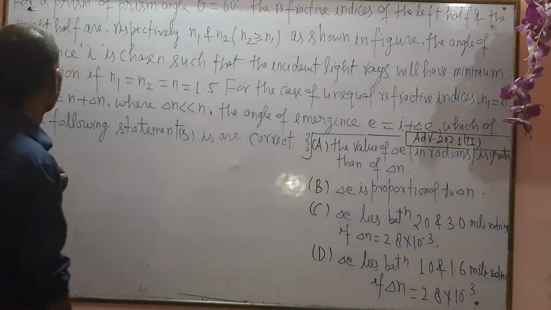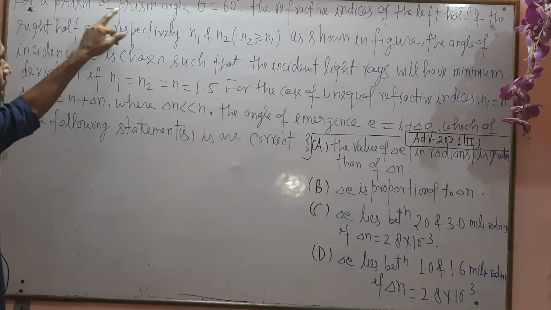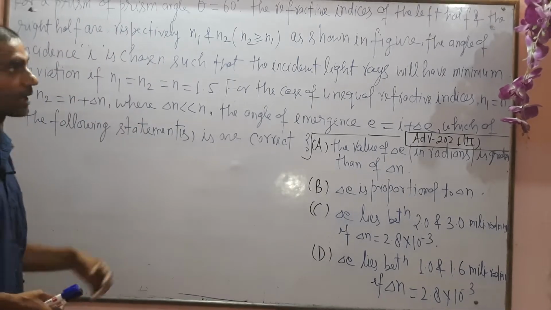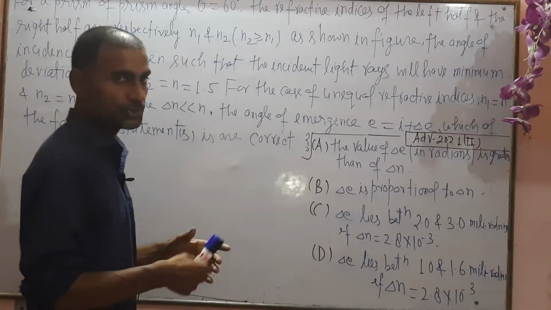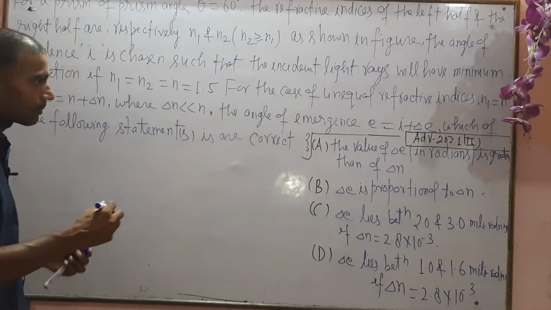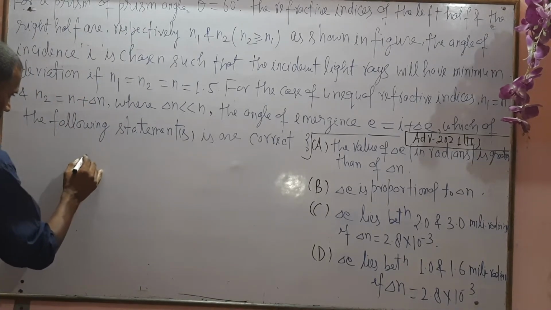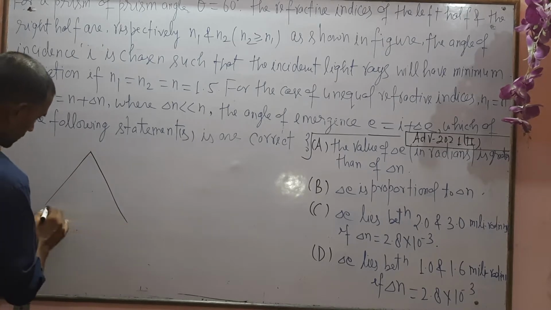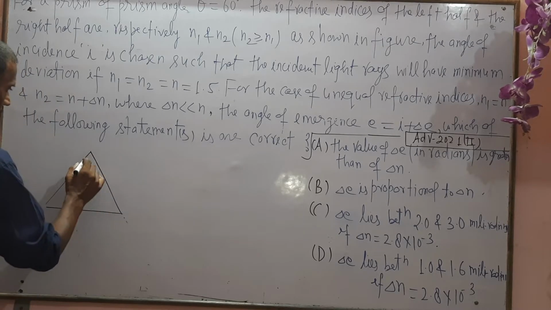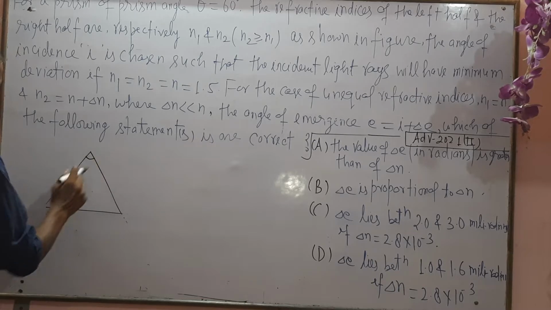The question says that for a prism angle theta equal to 60 degrees. Let us suppose this is the prism angle. The prism angle is this. This is the prism, and this is the prism angle.